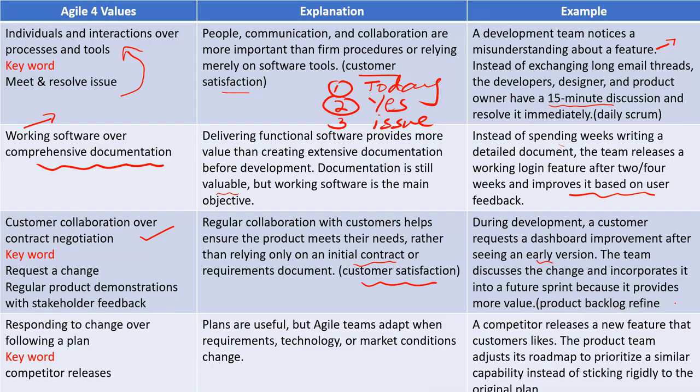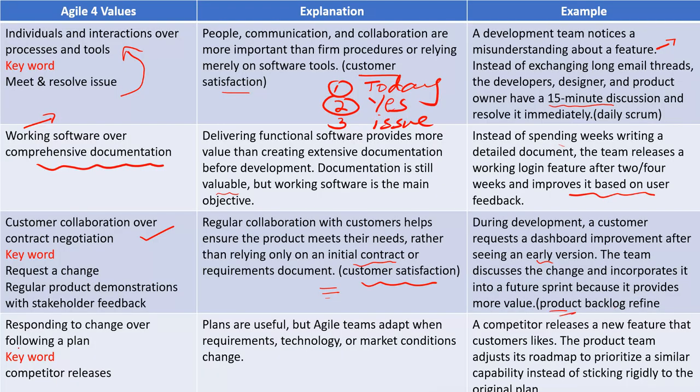Product backlog refinement, right? It is called. In the predictive life cycle, if there is a change request, we have to follow the change control process. But in agile, if the customer is asking for a change and you think that the change will add value, then you have to add that requirement to the product backlog.